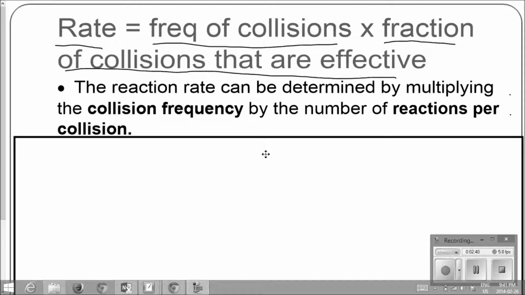Do they hit in the right orientation for a reaction to occur? Are they facing the right way? Are they going with enough speed? These are things that need to be considered. So let's take a look at an example.